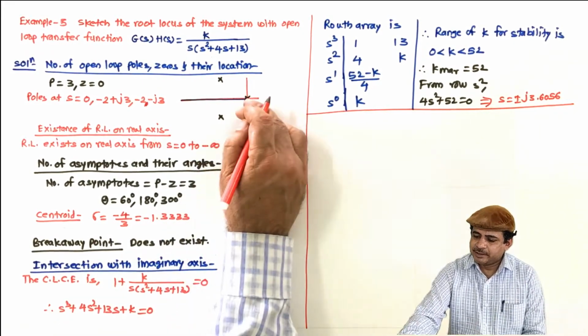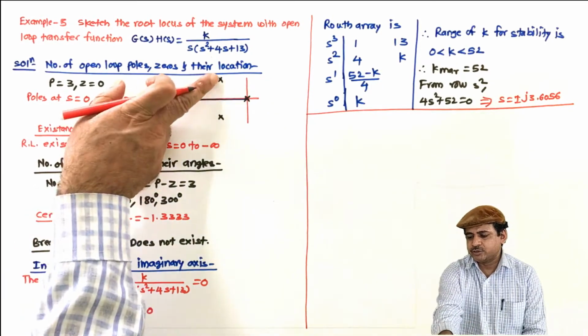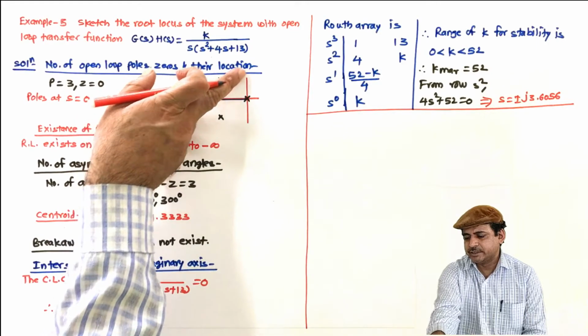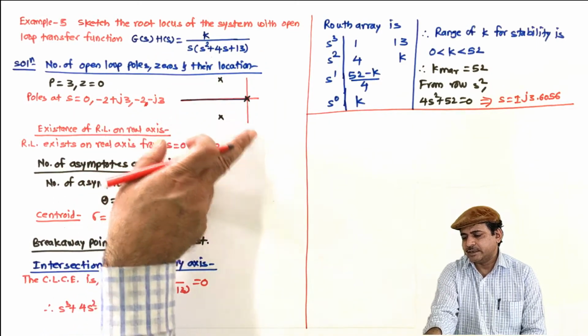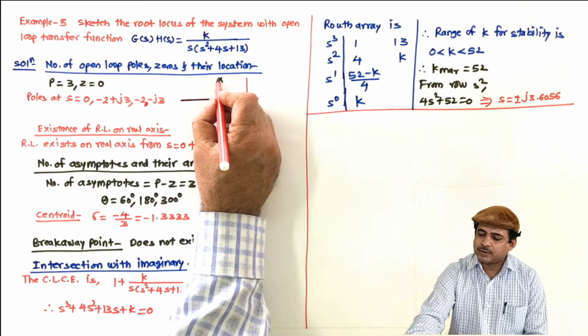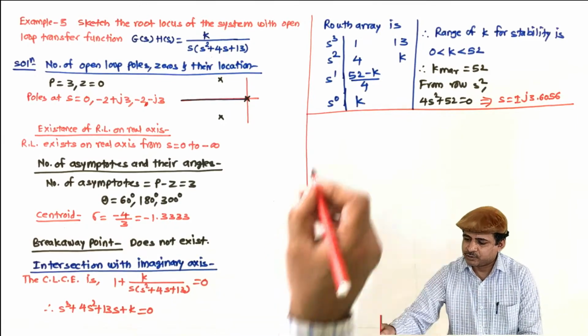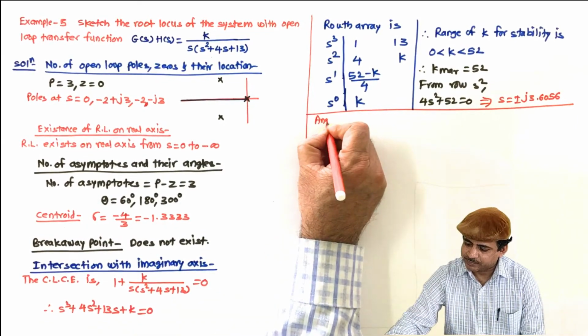Now what happens here? This pole will definitely move along with the asymptote. However, these two will move along with the asymptotes in this direction like this, and at some stage they will cut at plus or minus j3.6056. Now how they will depart from this will be decided by the angle of departure. So next step is angle of departure.